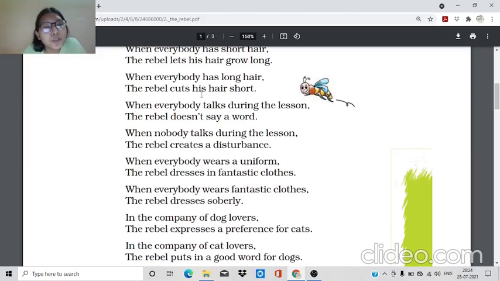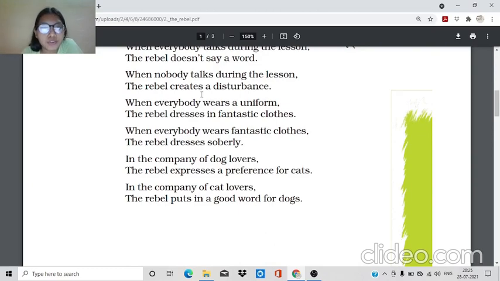So when everybody talks during the lesson, the rebel doesn't say a word. However, when nobody talks during the lesson, the rebel creates a disturbance. So this is the character of a rebel. When everybody talks during the lessons, he will not even say a word during that time. However, when everybody is concentrating on the lesson and not saying a word, the rebel will then say a word, create a disturbance.